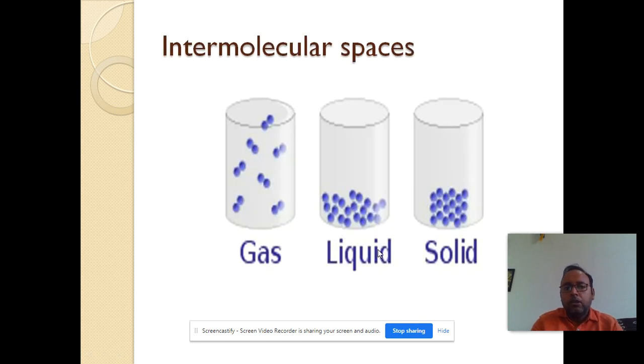Now, the intermolecular spaces. As we know, there are spaces between the particles of matter. In gases, the space between the particles is very large. In liquids, it is less as compared to gases, but the spaces are more as compared to solids. But in the case of solids, the space between the particles is least, very little. They are tightly packed with each other.